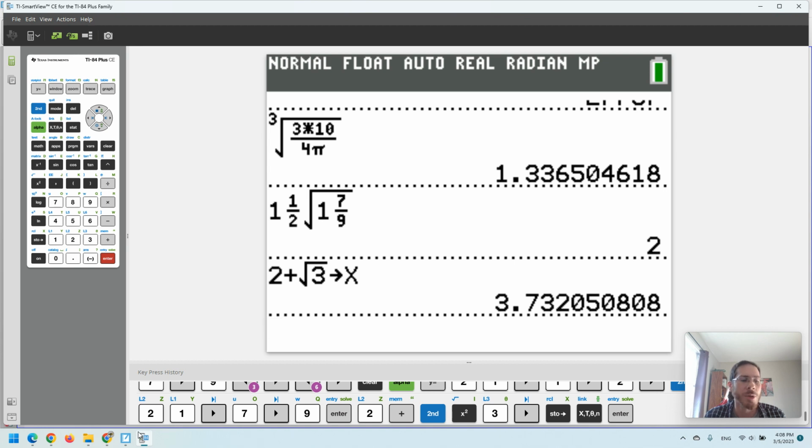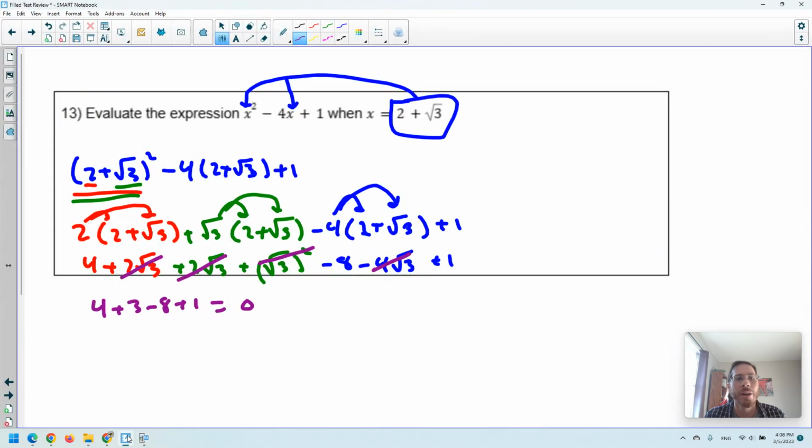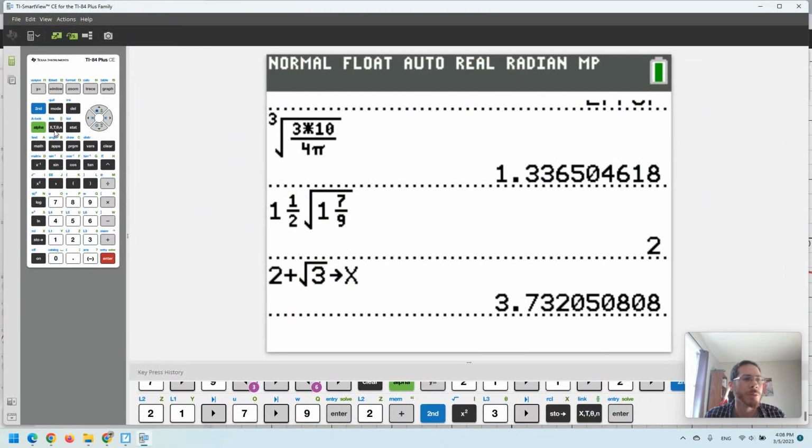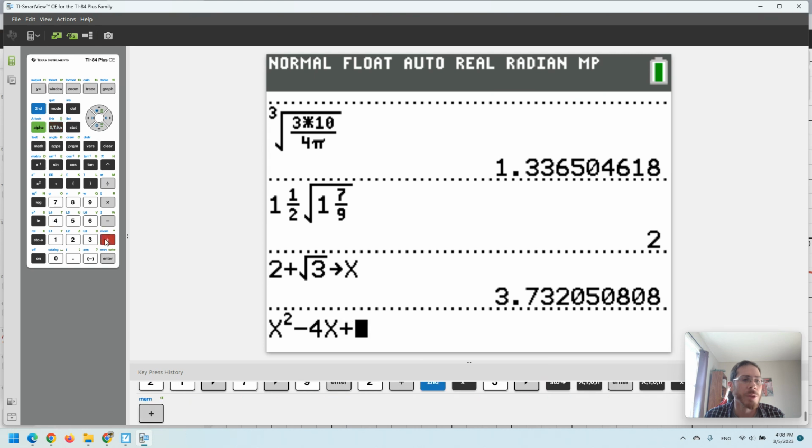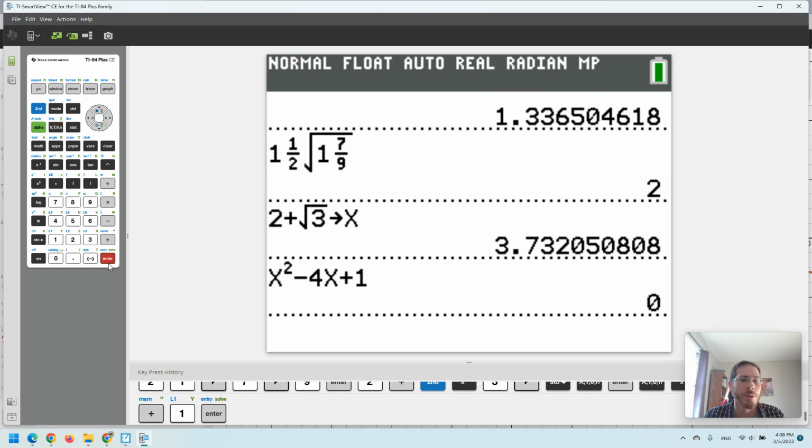And I'm literally going to type in the expression they gave. X squared minus 4x plus 1. Oh, hey, it's 0. Okay, so there we go. So TI, really nice to do a substitution. Again, we can just store our value and then substitute it in later.